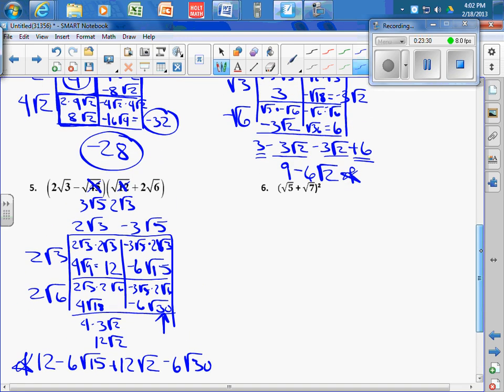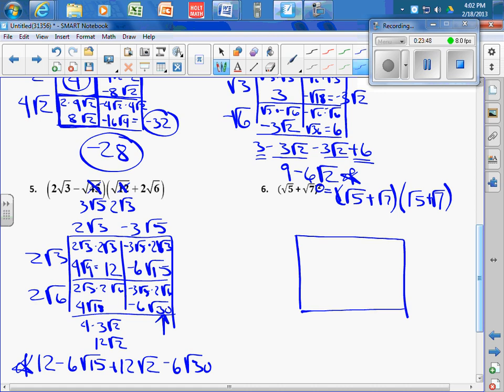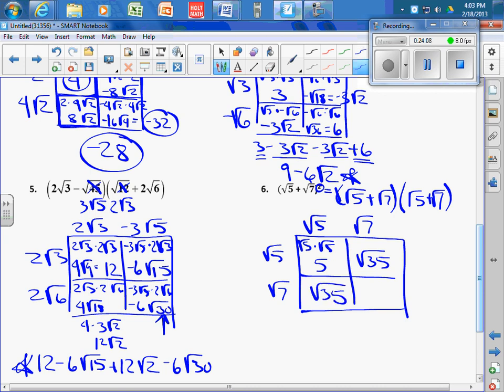And lastly, number 6. Remember, squaring a binomial means to take it, radical 5 plus radical 7, times itself, radical 5 plus radical 7. So here's radical 5, here's radical 7, radical 5, and radical 7. Radical 5 times radical 5 is 5. Radical 7 times radical 5 is radical 35. Here we have radical 35. Radical 7 times radical 7 is radical 49, which is 7.